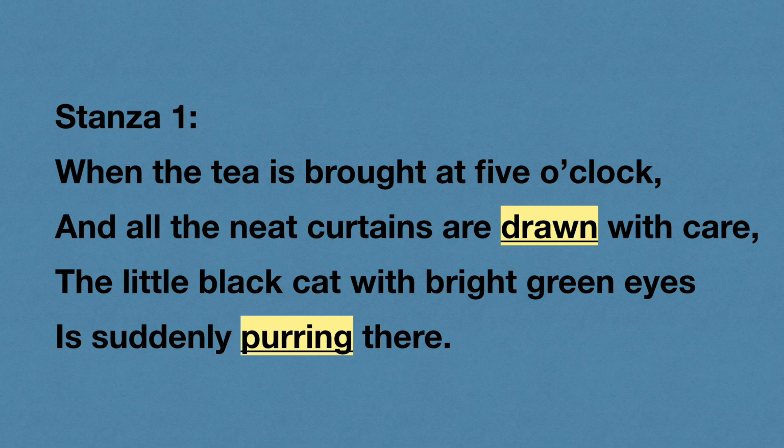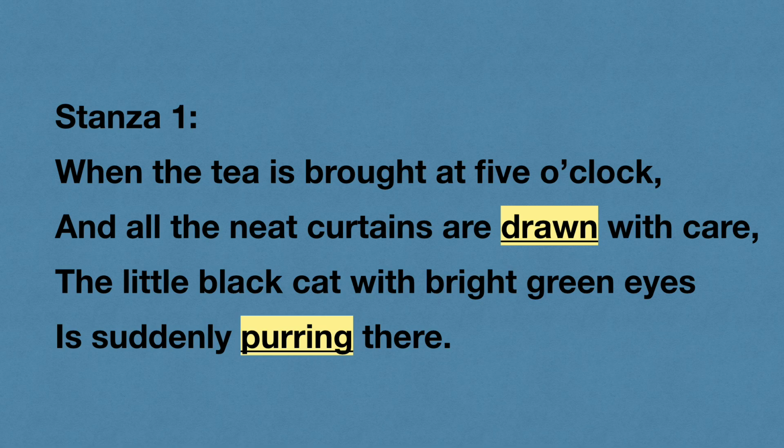When the tea is brought at 5 o'clock and all the neat curtains are drawn with care, the little black cat with bright green eyes is suddenly purring there. Here, drawn means pulled. The curtains are pulled as if to obstruct the sunlight. And purring is the continuous low sound made by a cat to show pleasure.